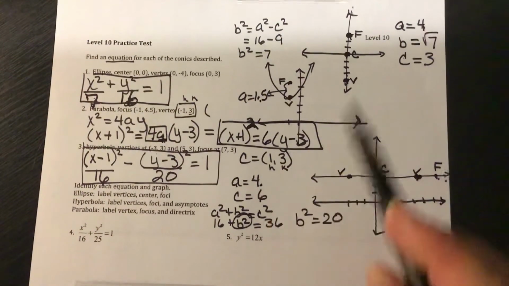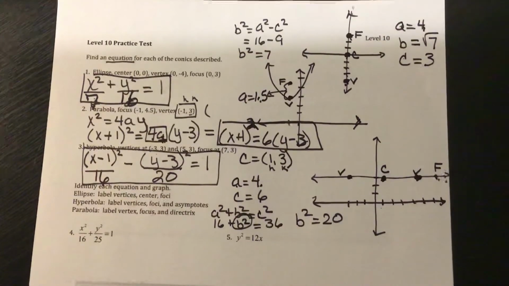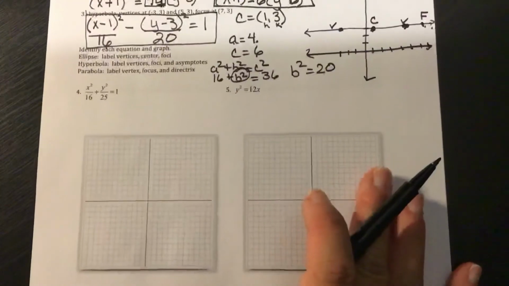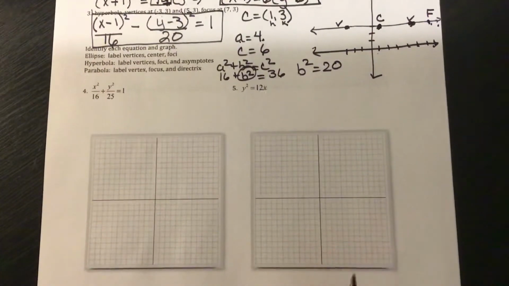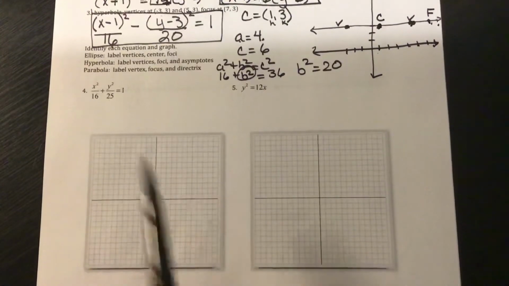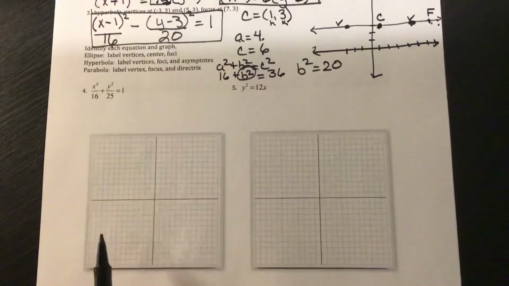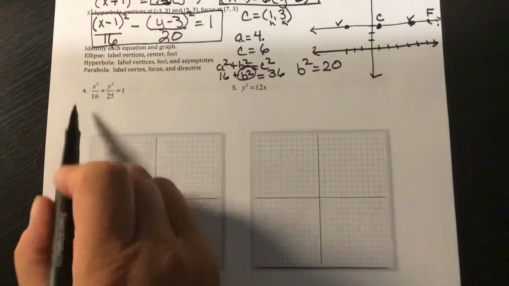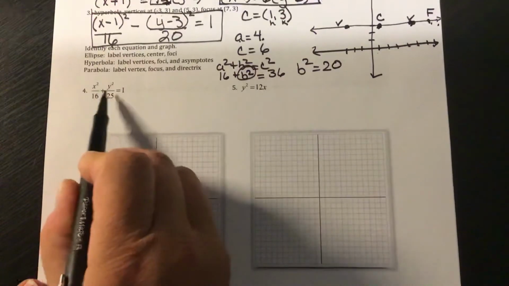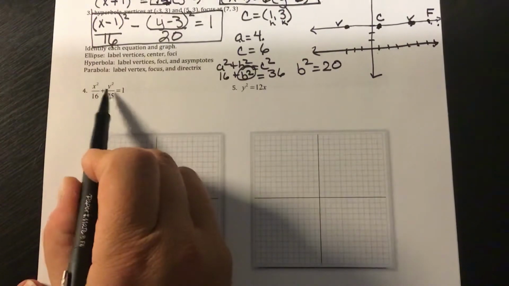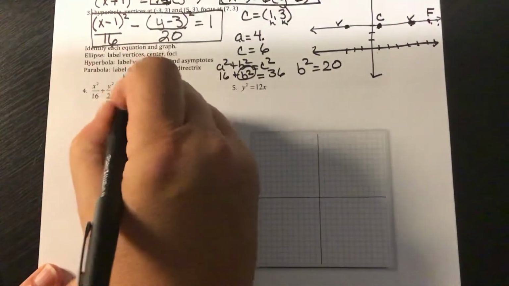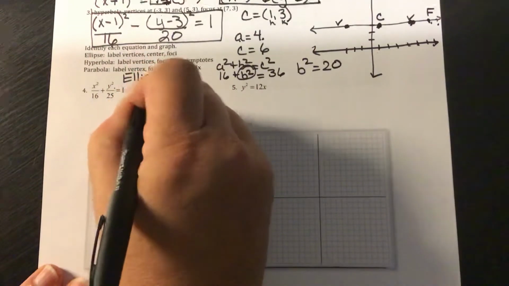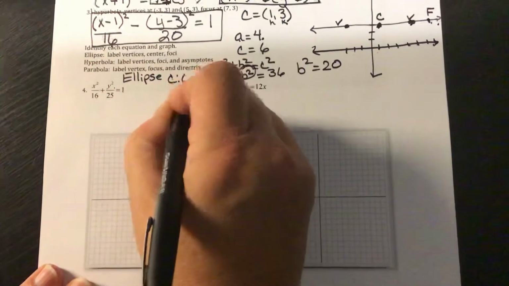Okay, so for these, they didn't ask us to graph, so we just graphed the pertinent information. In number 4, here we are being asked to graph and to label depending on what the equation is. So this is an ellipse because it's x squared plus y squared in standard form, and my center is at the origin. So this is an ellipse. My center is (0, 0).